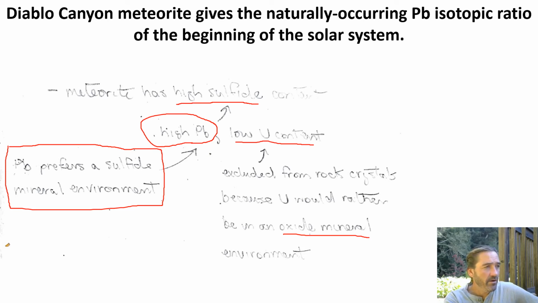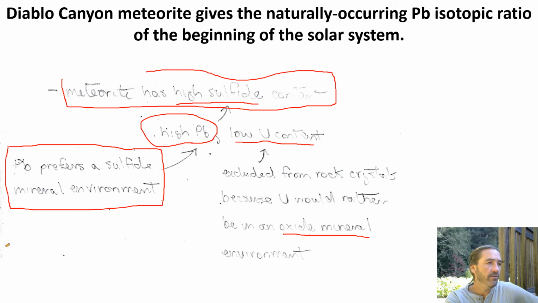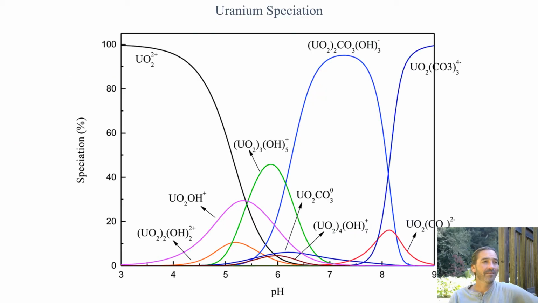And so this meteor, because there was no uranium in it, gave a very good estimate of the natural lead isotopes, the ratios of lead-204 to lead-206 and so on, of the Earth when it formed. So that's our one sample. We now know the lead ratios at the beginning of the solar system formation or when the Earth formed.